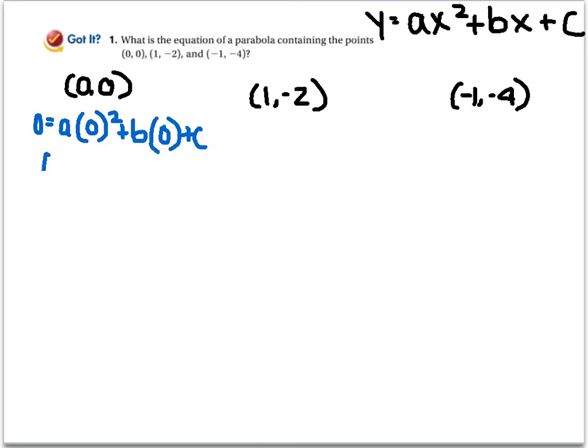Again, this works out pretty nicely for us. We have 0 plus c, so c is just 0 again. Will it always be 0? No, not necessarily.